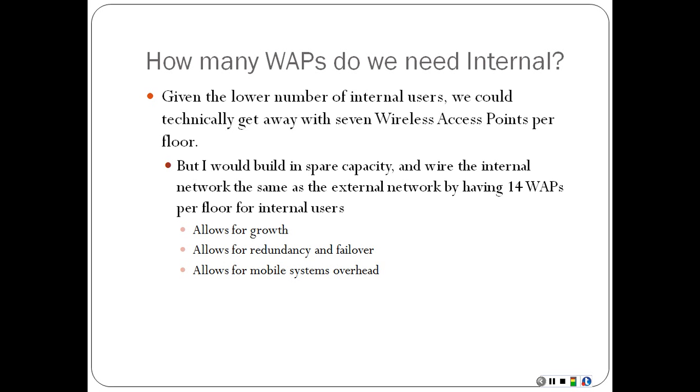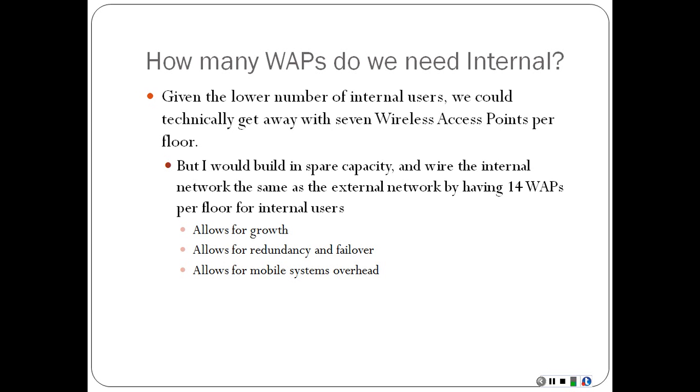So for the internal guys, we have a lower number of internal users, but we still need that bandwidth, right? So personally, I'm a big fan of spare capacity. And so we wire the internal network the same way as the external network, but let's just go ahead and do the 14 WAPs for the internal network as well. Right? It allows for growth, then there's some redundancy and failover, and then it allows for any kind of mobile systems overhead that may end up happening if people are on their 3G or on their 4G phones or on their LTE phones. So we kind of want to make sure that we have some redundancy and some failover.